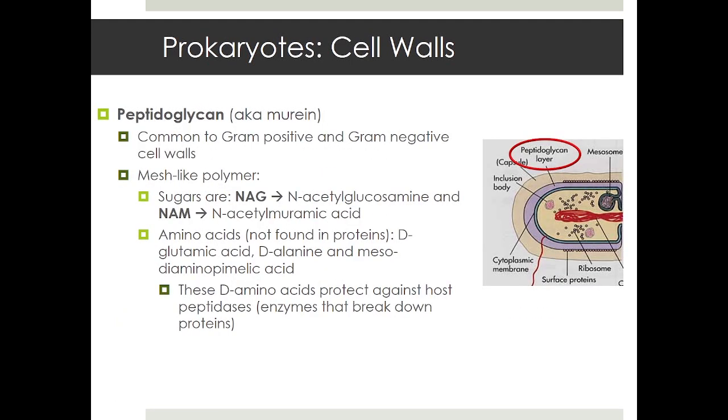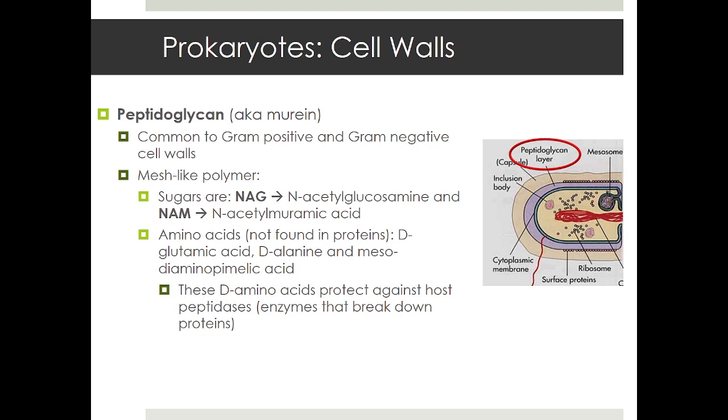Peptidoglycan is also known as murein. We're going to call it peptidoglycan for the duration of the course, and it is common in gram-positive and gram-negative cell walls. I did mention earlier on that there are certain types of bacteria that do not contain peptidoglycan, but they are few and far between. Most bacteria do contain both, and that also means that most bacteria can be differentiated as either gram-positive or negative.